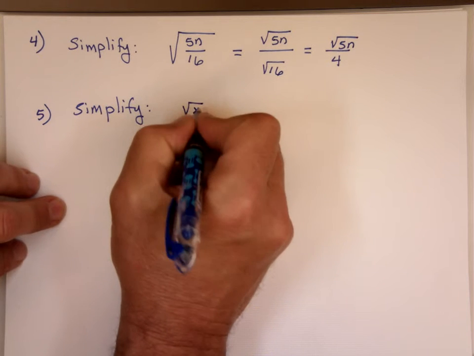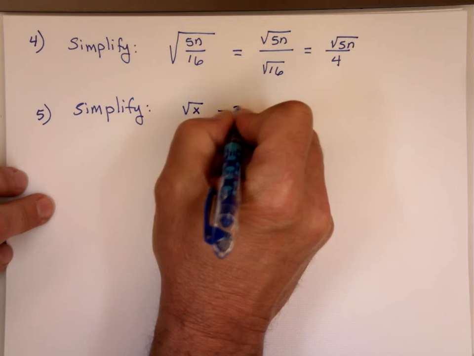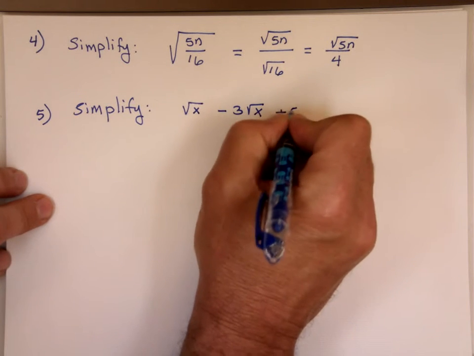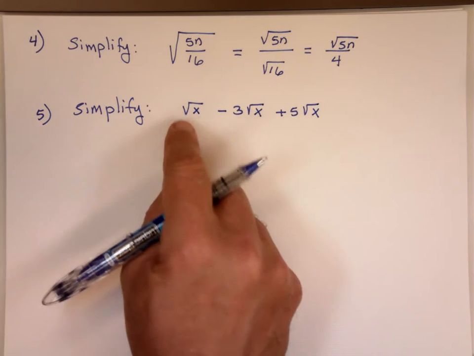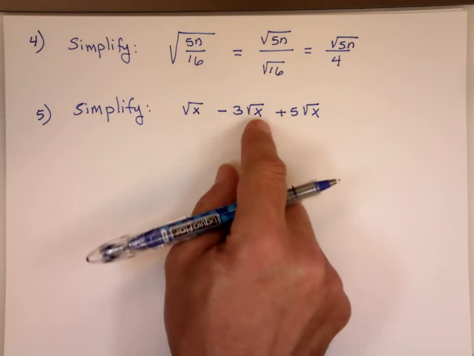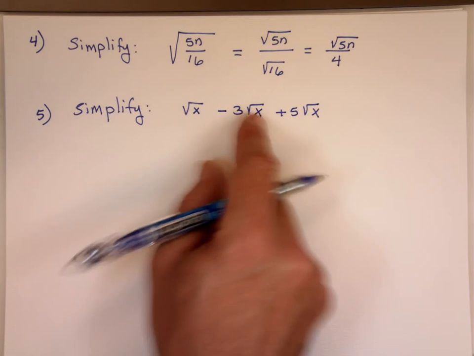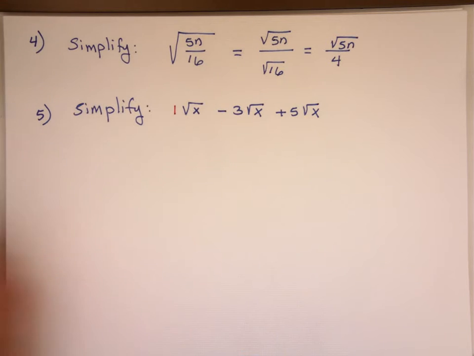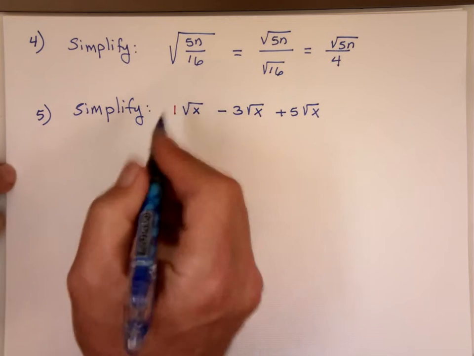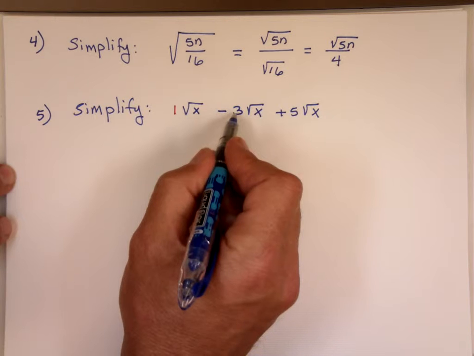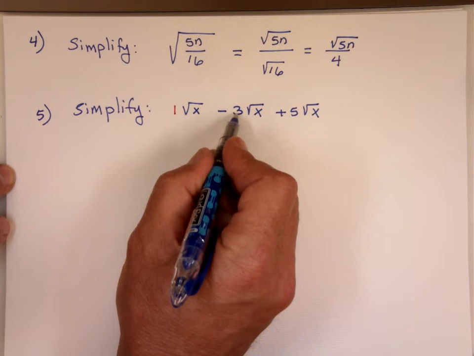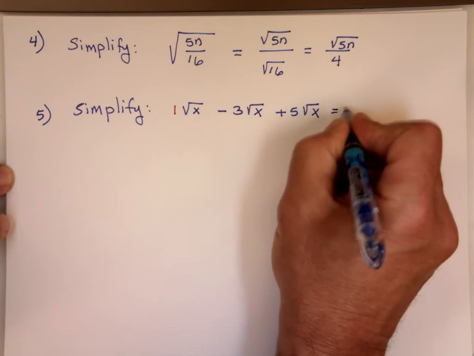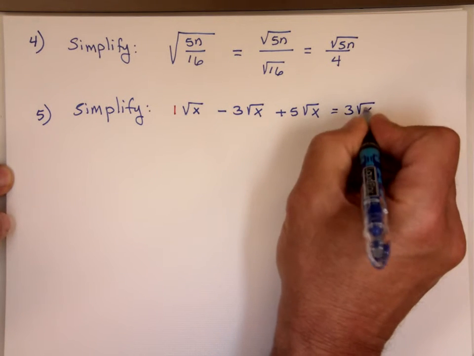The square root of x, minus 3 the square root of x, plus 5 the square root of x. The good news here, every one of them has the square root of x in it. That's it. So these are the same type, matching. There is no number in the front, which means it's a 1. So now we go, what is 1 minus 3? 1 minus 3 is a negative 2. Negative 2 plus the 5, that's 3 of them, and the square root of x stays the same.